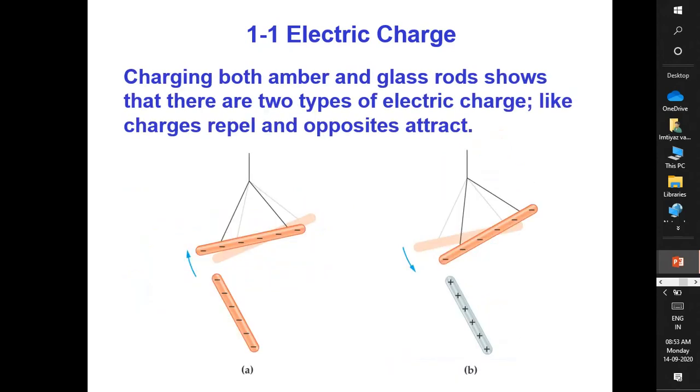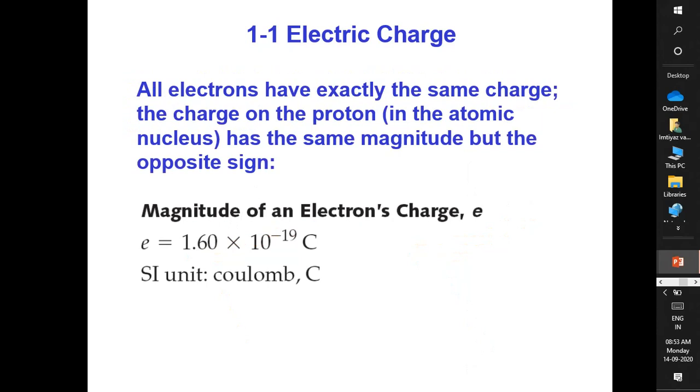Now we are doing another thing: charging of both amber and glass rods. There are two types of electric charge. The first is like charge and the second is unlike charge. Like charges repel and opposite charges attract each other. So when both the rods are charged, we get two phenomena: the first is repel and the second is attract.